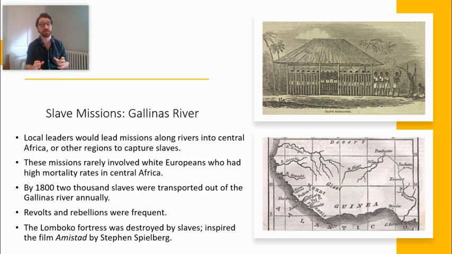And that's for a variety of reasons. They're extremely dangerous. One, because often local African leaders are going into other territories to find slaves and meet resistance. So there is violence. But also, in terms of disease, malaria is incredibly deadly, with an incredibly high death rate in Europeans who catch malaria. So traditionally, the African leaders would organize expeditions of African soldiers to go along a river into Central Africa and find people to capture for the slave trade.